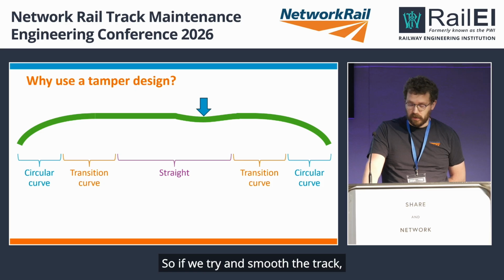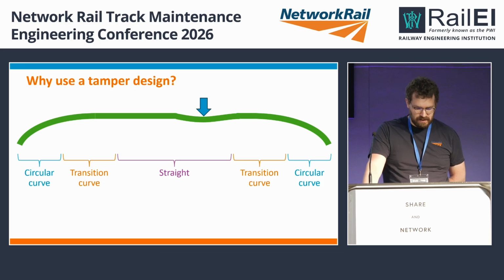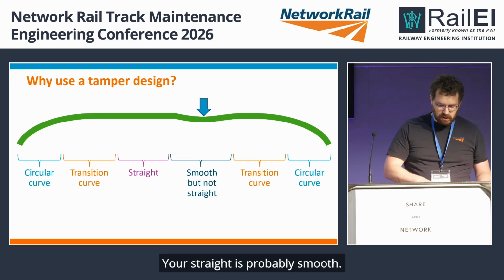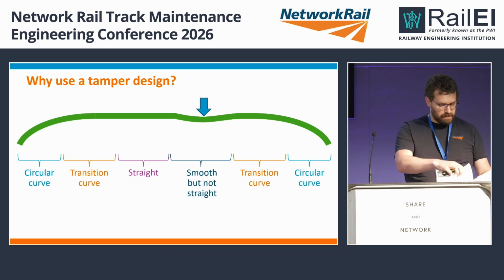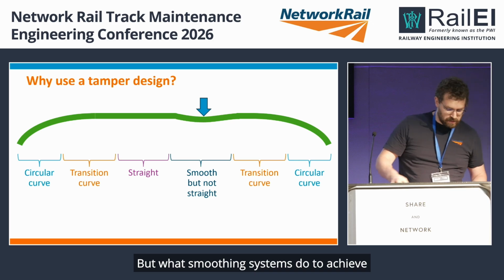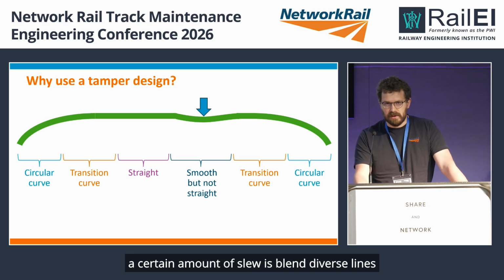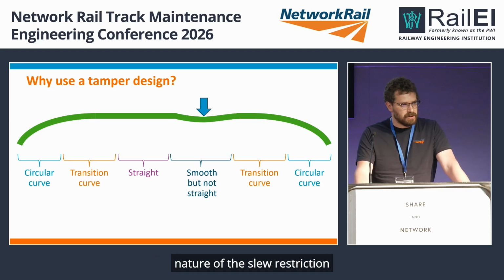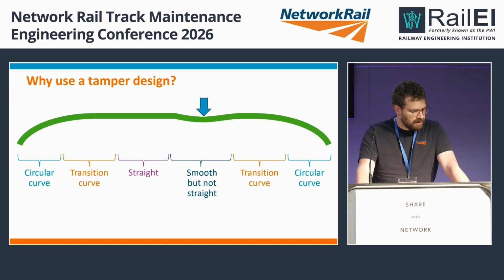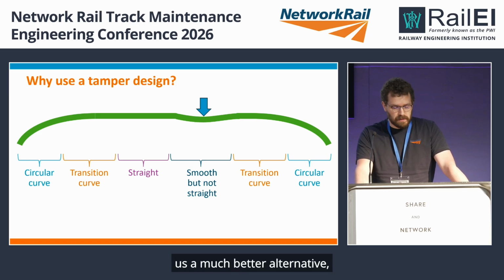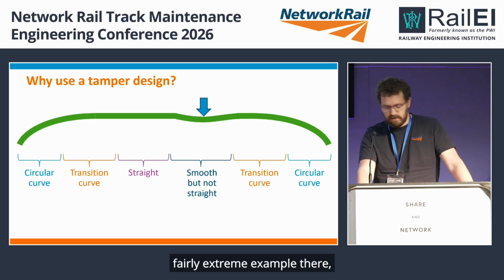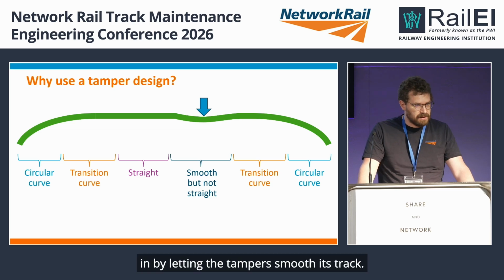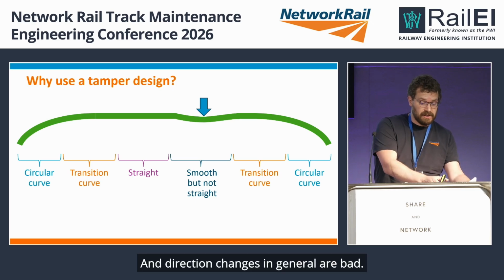So if we try and smooth the track, you get something like this. Your straight isn't actually a straight anymore. Your straight is probably smooth, but what smoothing systems do to achieve a certain amount of slew is blend the versine lines over a given length, and the length will vary depending on the nature of the slew restriction and the line speed. And designing a track offers us a much better alternative, because you can see in the fairly extreme example there, there's quite a few extra direction changes we've added in by letting the tamper smooth its track. And direction changes in general are bad.